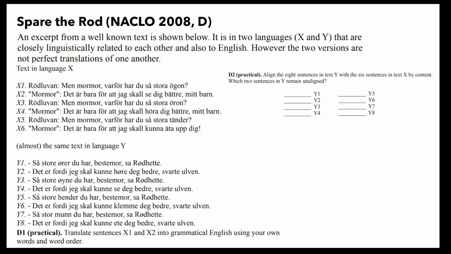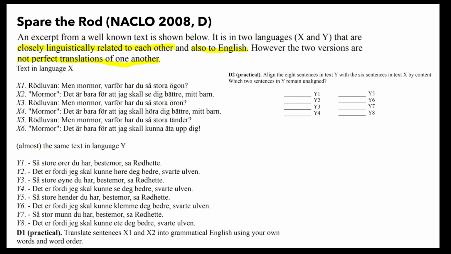Let's begin. An excerpt from a well-known text is shown below. It is in 2 languages, X and Y, that are closely linguistically related to each other and also to English. However, the 2 versions are not perfect translations of one another. Awesome.